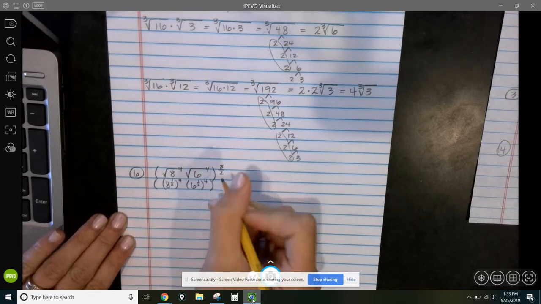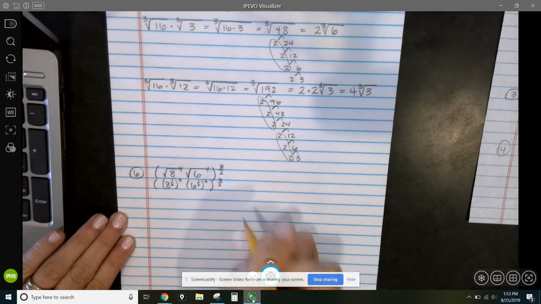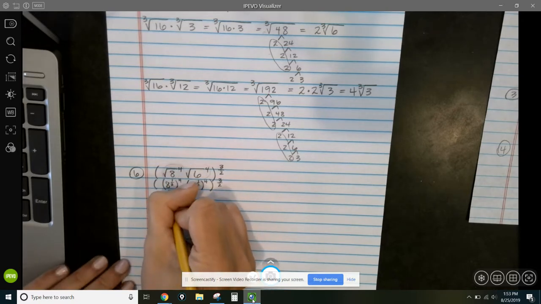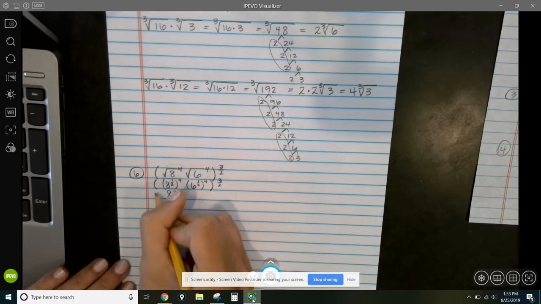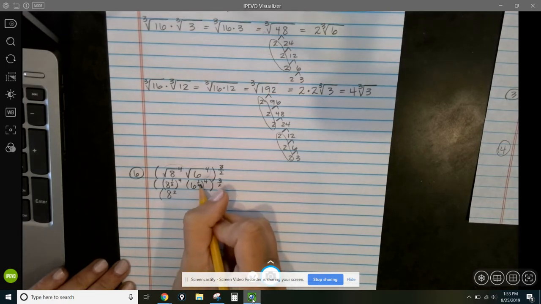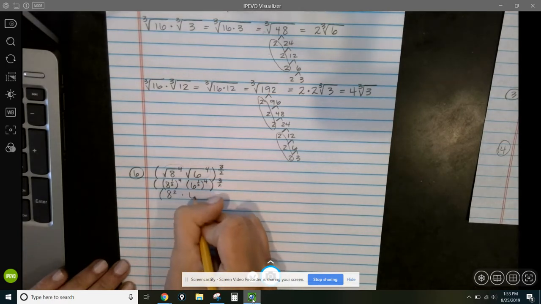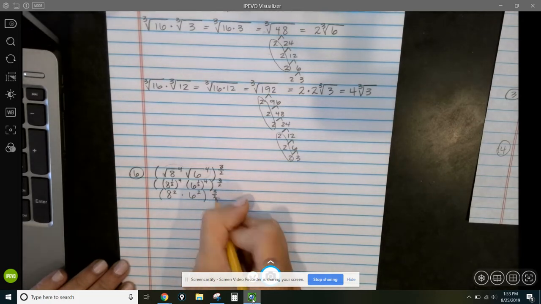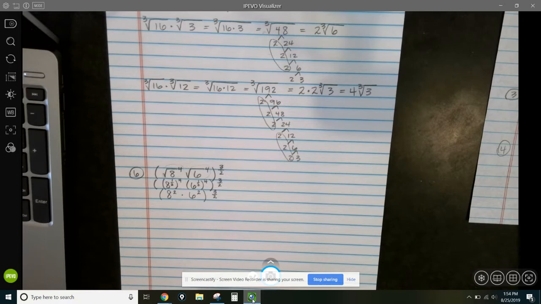And all of this is still inside the big set of parentheses. So now I'm raising a power to a power, which means I multiply those exponents together. So that's going to be 8 to the 2nd power. And 6 to the 1/2 to the 4th is going to be 6 to the 2nd power. And this is all still to the 3/2 power out there. Now I'm going to apply the property where if I have an exponent outside the parentheses, that applies to both exponents inside the parentheses.